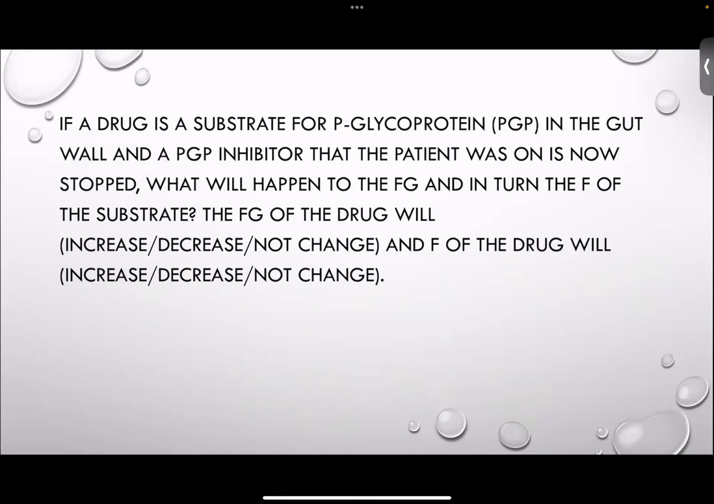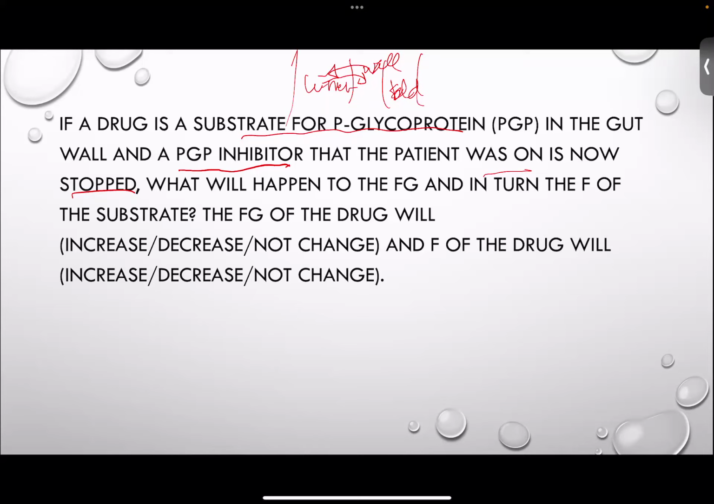All right. We have another drug that's a substrate for P-glycoprotein in the gut wall, and a P-glycoprotein inhibitor that the patient was on is now stopped. Okay. P-glycoprotein, remember, once a drug gets into the gut wall, here's the lumen, and here's the system, or here's the blood flow. So the drug gets into the gut wall, and then we have P-glycoprotein that's spitting it back out again into the lumen, right?